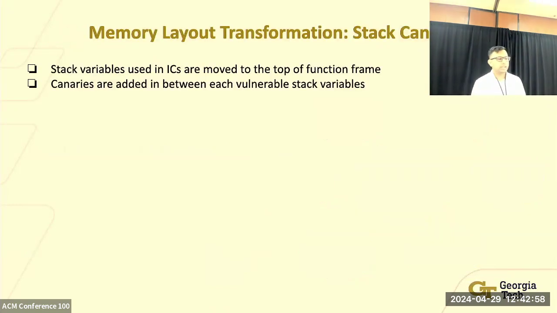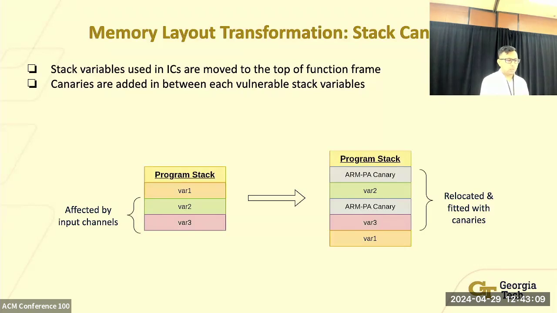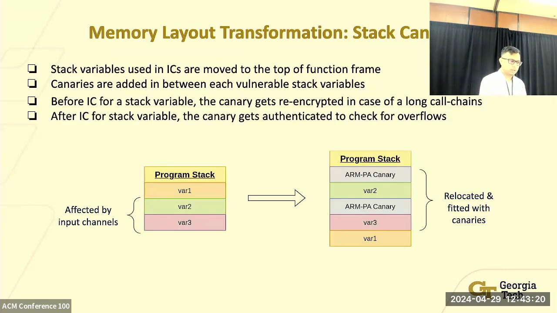Now, for stack canaries, the idea is that anytime a stack variable is used by an input channel, we move it to the top of the function. If it overflows anything, it overflows upwards. Between each variable, we add stack canaries, which we fill with a random value, and we encrypt and decrypt them. For example, if var 2 and 3 are used by input channels, we put them at the top and add canaries in between them. Before any input channel for a stack variable is used, we encrypt the canaries again, because if you have a very long call chain, you might be able to figure out the canary value eventually. If we encrypt the value before the input channel, we get a new value which the attacker will not know. After that input channel, we decrypt it to make sure no overflow happened.